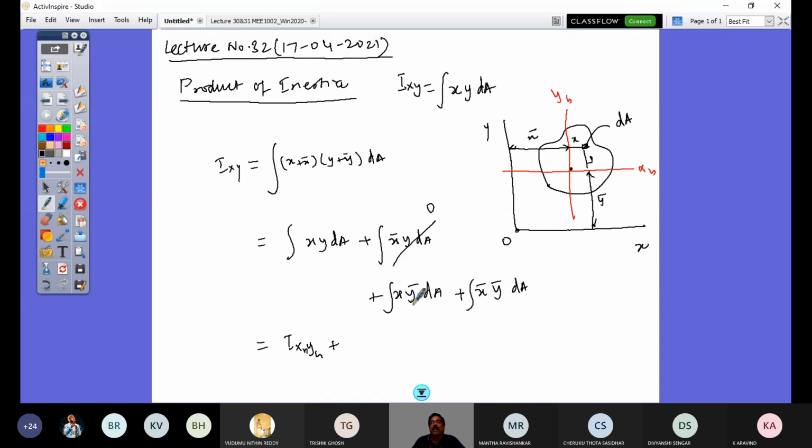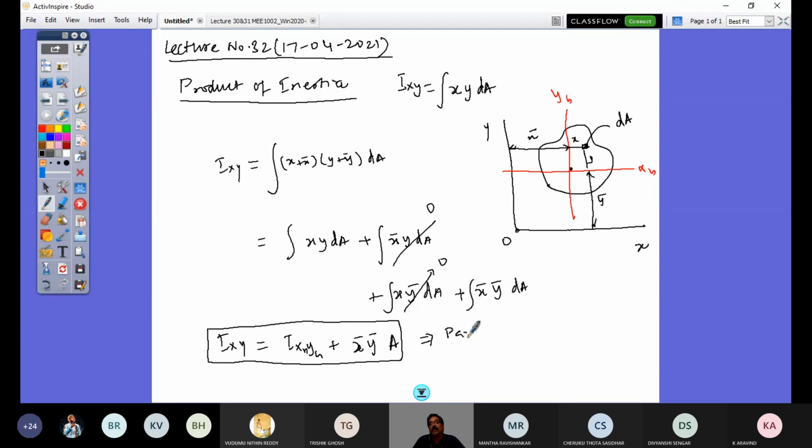Similarly, you see y bar, if I take it out, it is integral x dA, which is its first moment about the centroidal vertical axis. So this term also is going to be 0. And I have here x bar, y bar taken out, which are constant, and integral dA is the total area, and this is what is Ixy. So what you understand from this simple derivation is the proof that the parallel axis theorem is applicable in the product of inertia definition also.